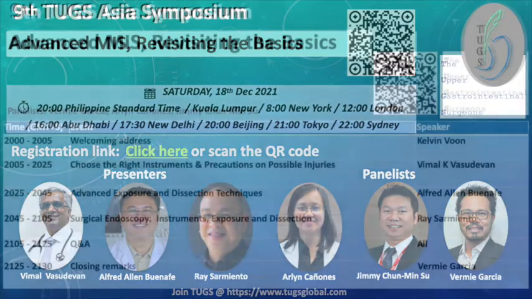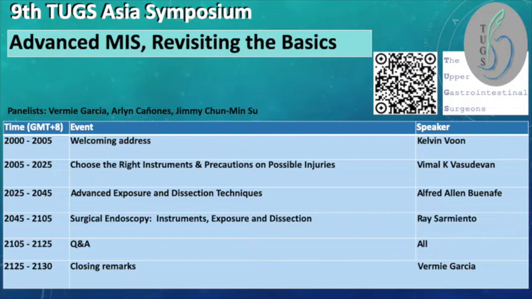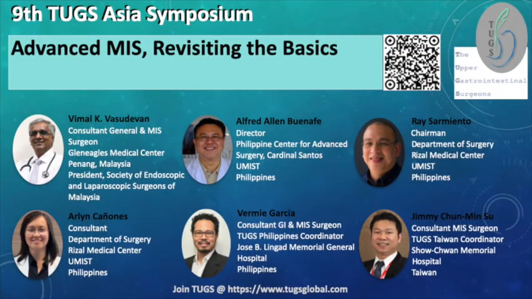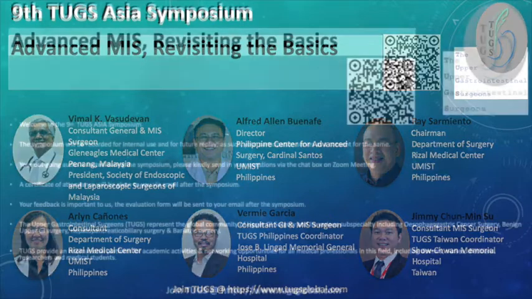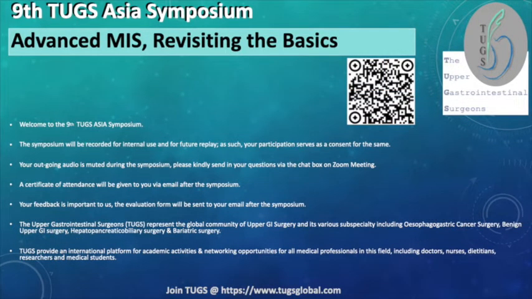So today we will be discussing more in detail about advanced MIS and going back to basics. TUGS is an international society that represents the global community of upper gastrointestinal surgery. Its various subspecialties include esophageal cancer, benign upper gastrointestinal disease, hepatobiliary surgery, bariatric and metabolic surgery. TUGS aims to provide an international platform for continuous education and collaboration on academic matters and research to improve management of gastrointestinal diseases. At present, TUGS already has more than 2,000 members.